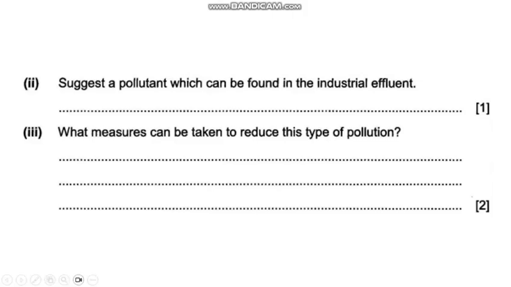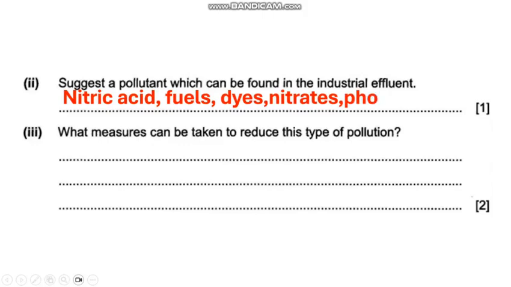So there are a lot of answers that you can write there. So we can say we can have nitric acid, we can also have fuels, we can have dyes, we can have nitrates, we can have phosphates. So any of these answers will score a mark because this was just one mark.